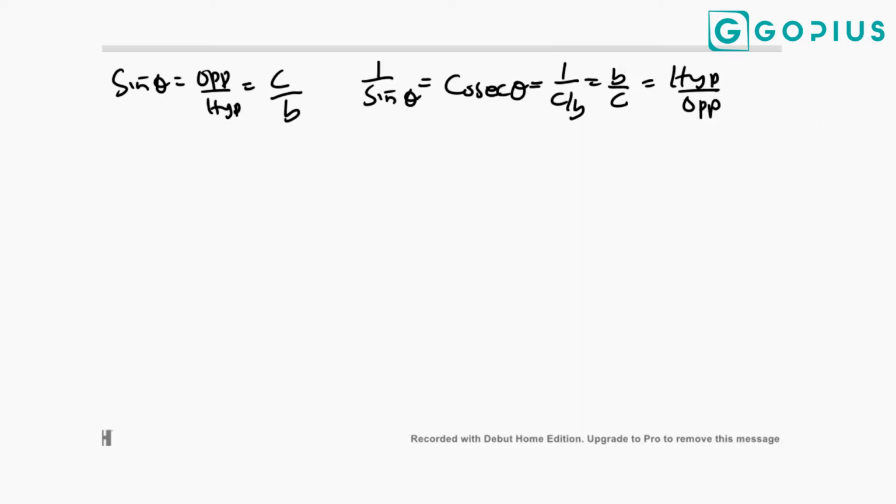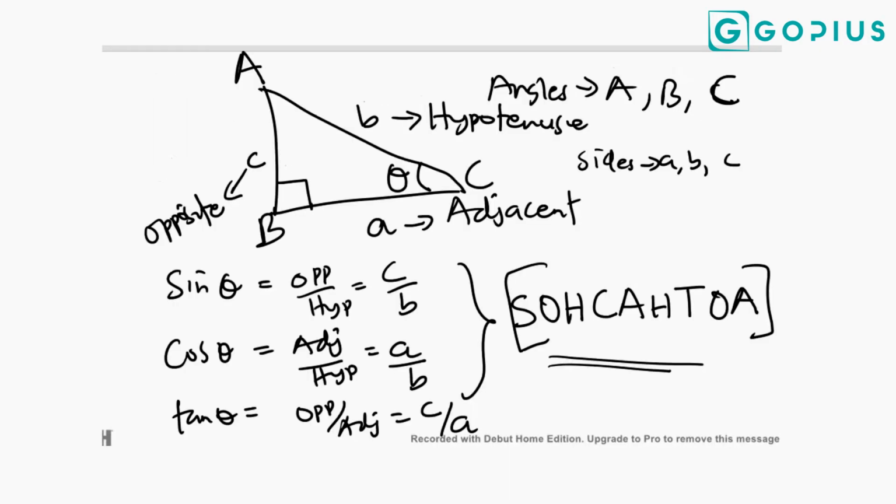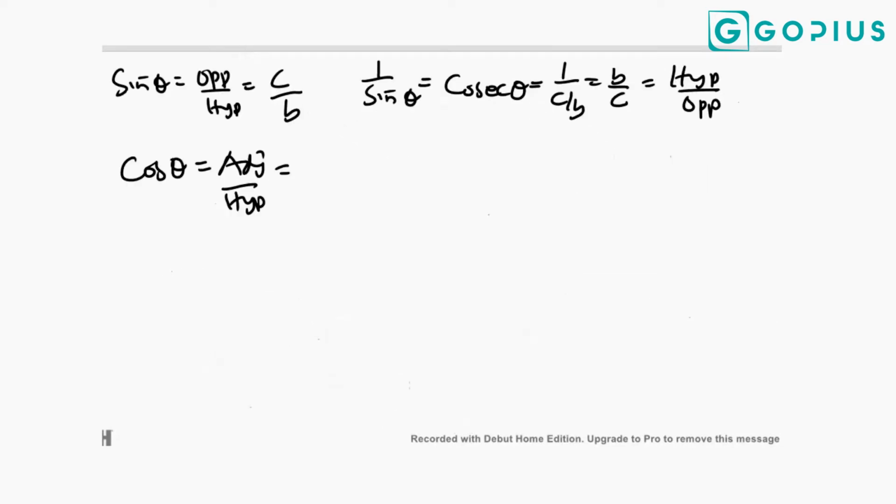The second trig ratio we had was cos theta, which was given as adjacent over hypotenuse. From the diagram I drew earlier, you can see that our adjacent side was a and our hypotenuse side was b. So our cos theta is the adjacent side a over the hypotenuse side b.